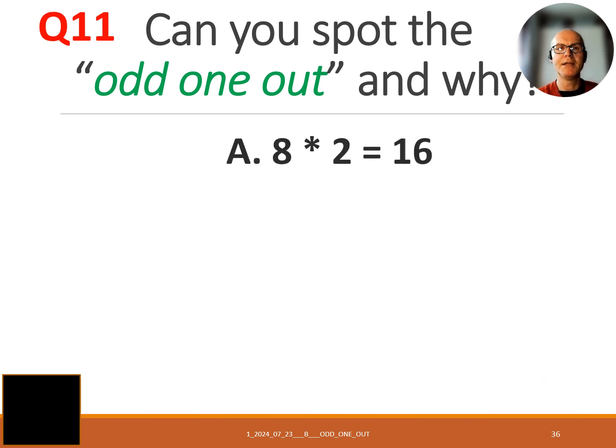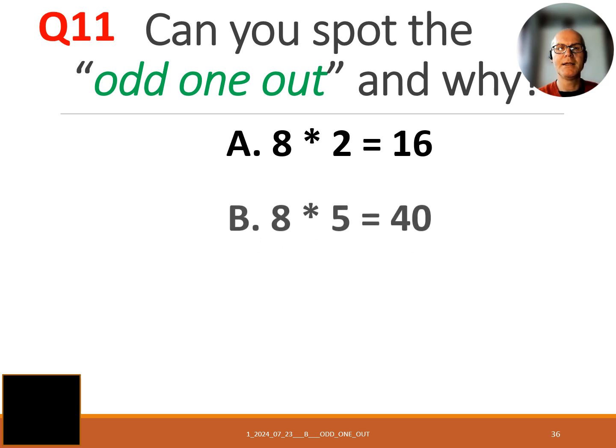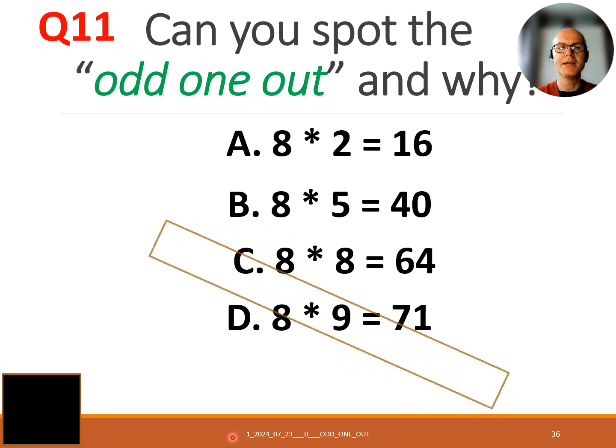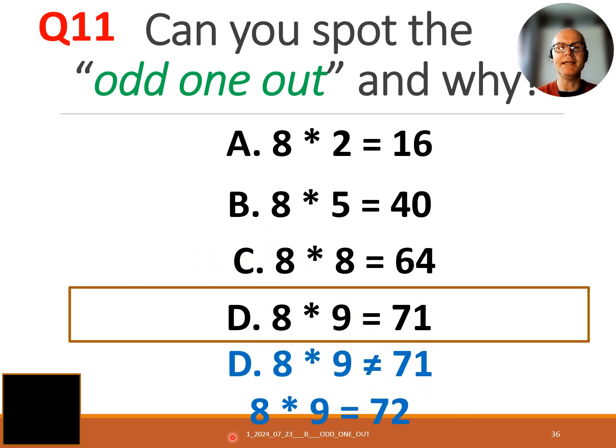Question 11. 8 times 2 equals 16. 8 times 5 equals 40. 8 times 8 equals 64. And 8 times 9 equals 71. What's the odd one out from these 4 calculations, and why? The answer is D, 8 times 9, because 8 times 9 does not equal 71. 8 times 9, of course, equals 72.